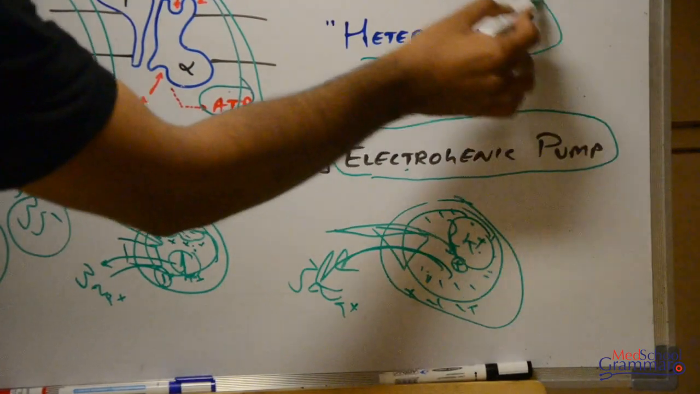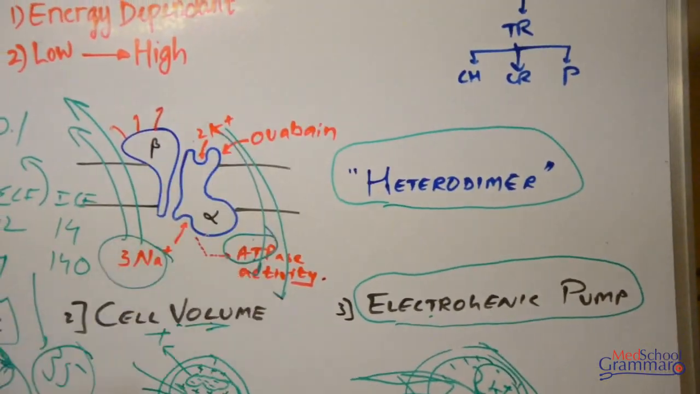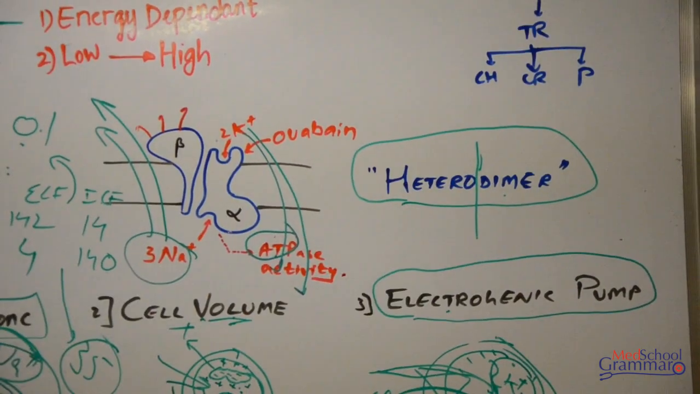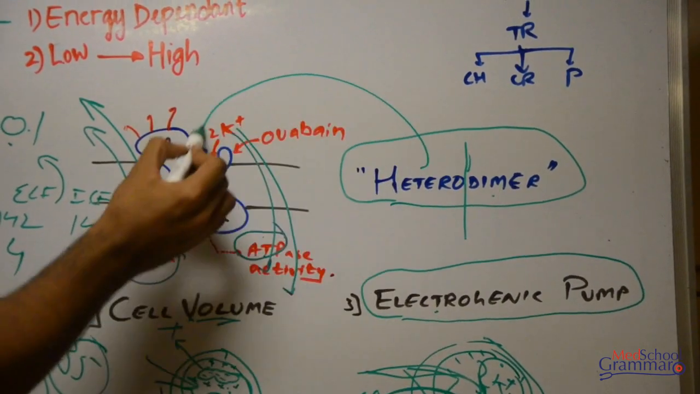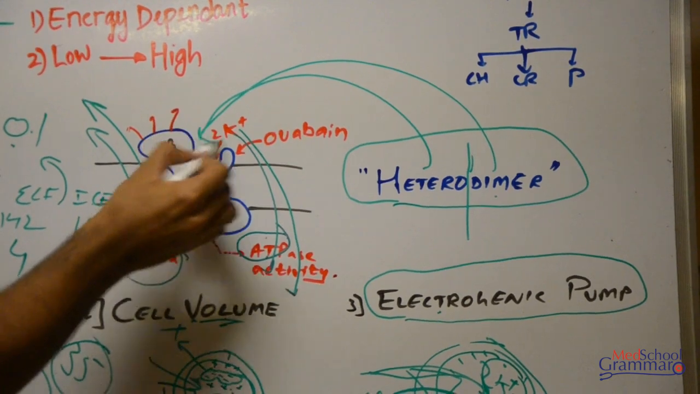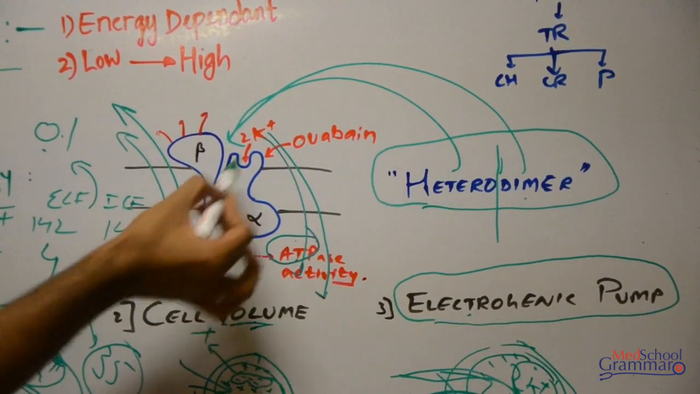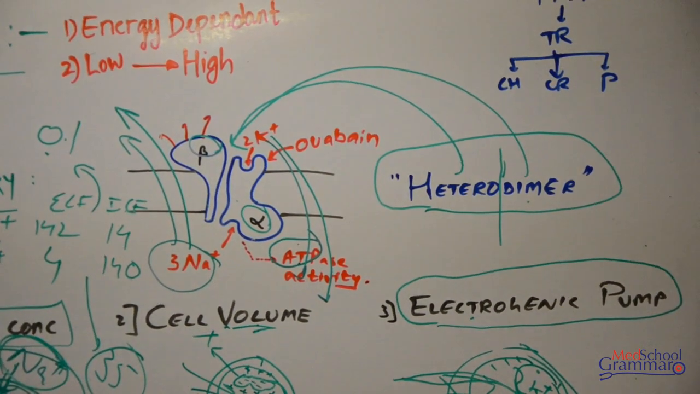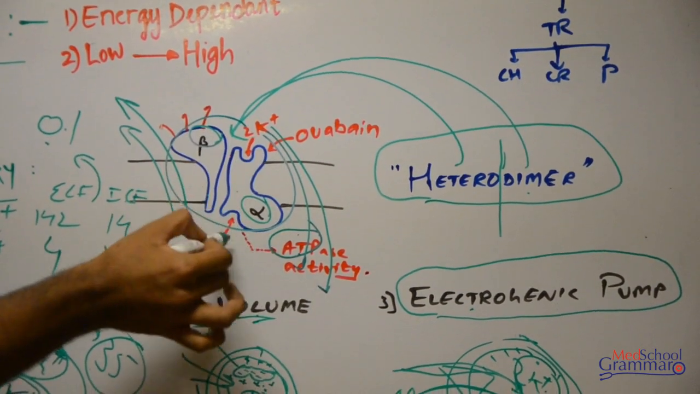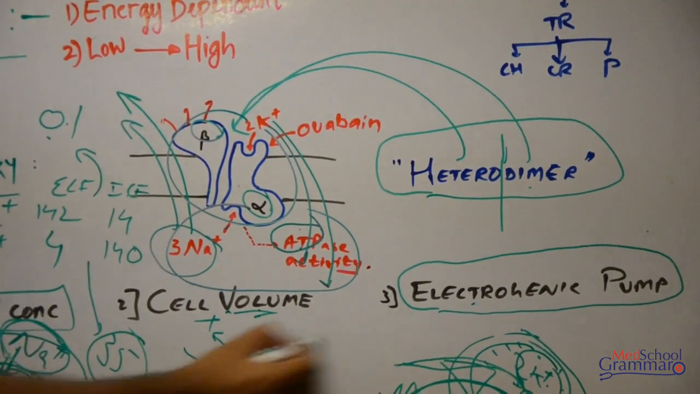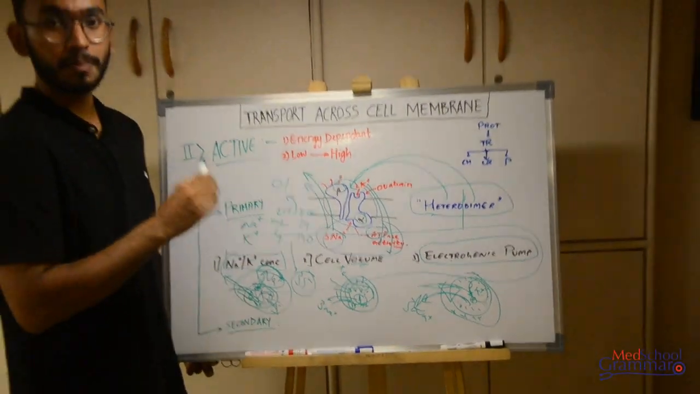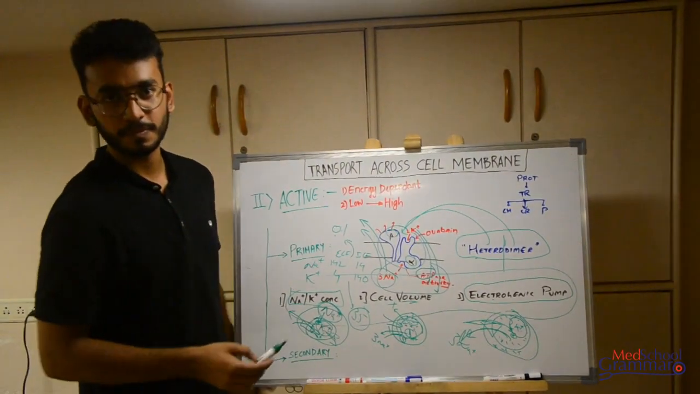Now another word that is important to describe the structure is heterodimer. Hetero means different and dimer means two. So this basically refers to the structure of the sodium potassium pump. As we can see, it is made up of 2 parts, 2 subunits, and they both are different. One is alpha, one is beta. So this is the structure, the mechanism of action and the functional significance of the sodium potassium pump. So that is all about the primary active transport.